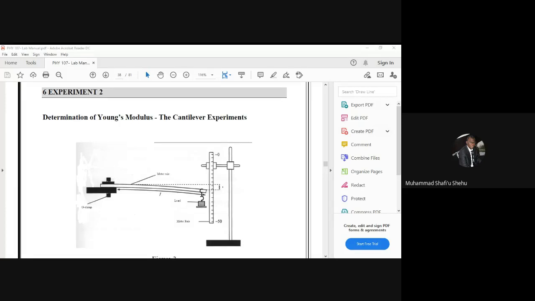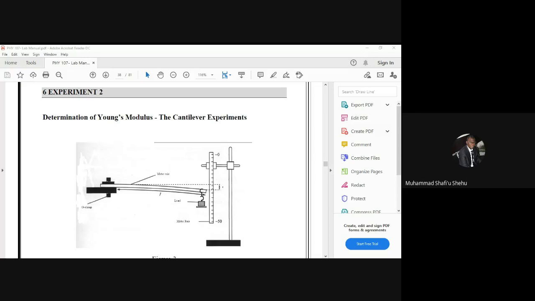So we have to determine Young modulus by means of the cantilever experiment. We have so many methods used in finding the Young modulus of a particular material. For example, we can use an ultrasonic method, which is also known as the echoing method. We can also use a resonant method, and we can also use a bending method, also known as cantilever.